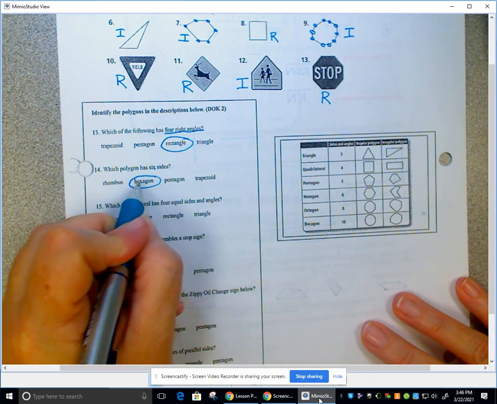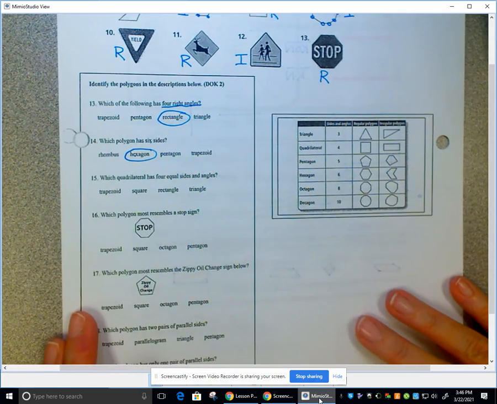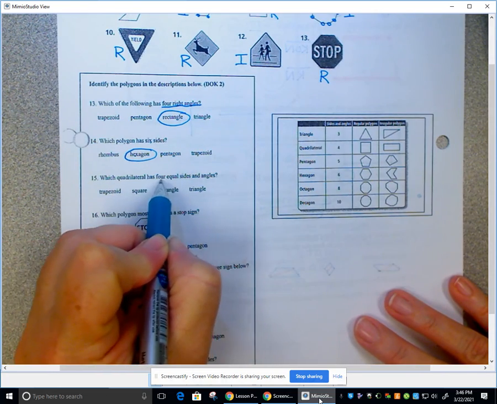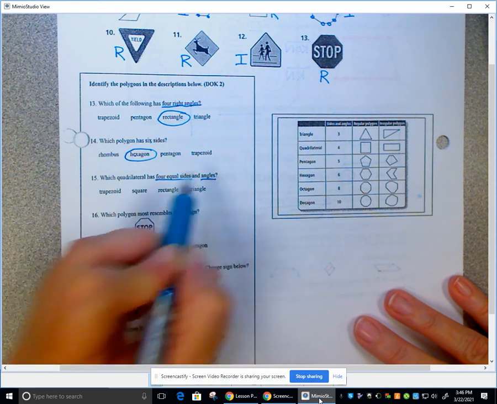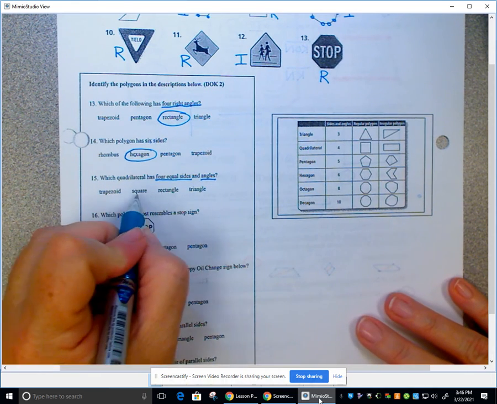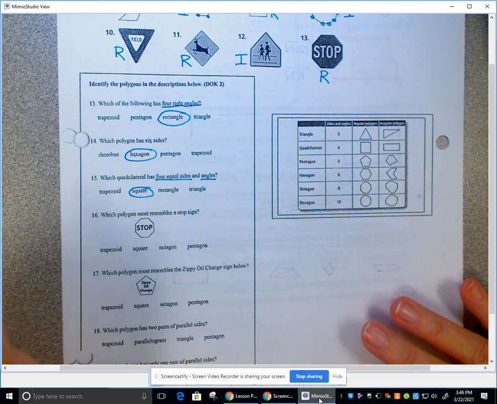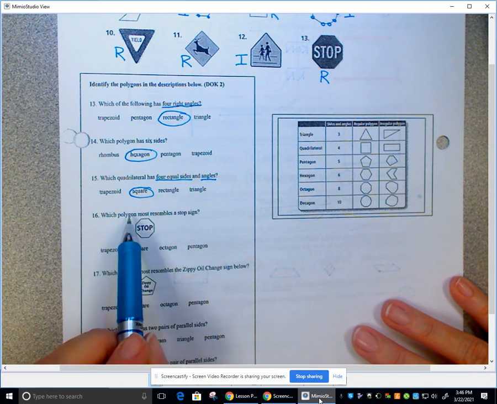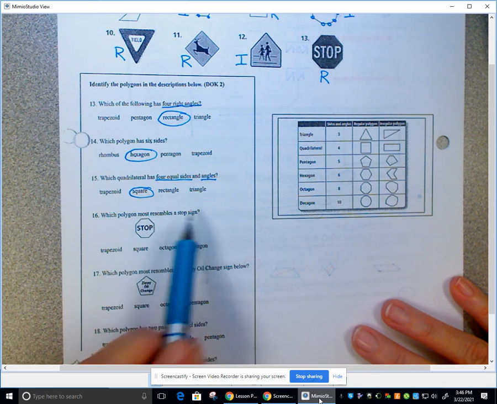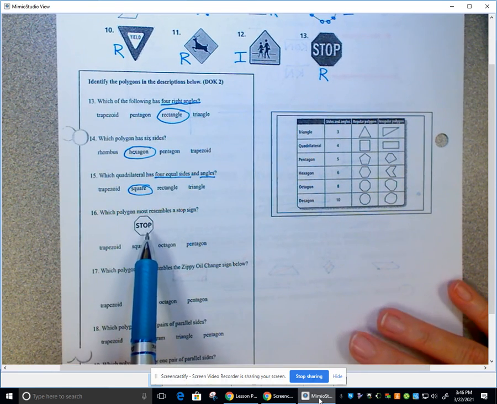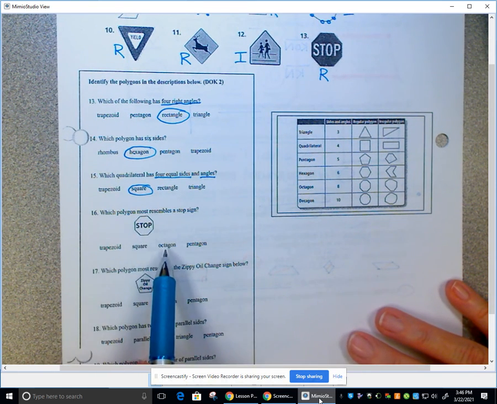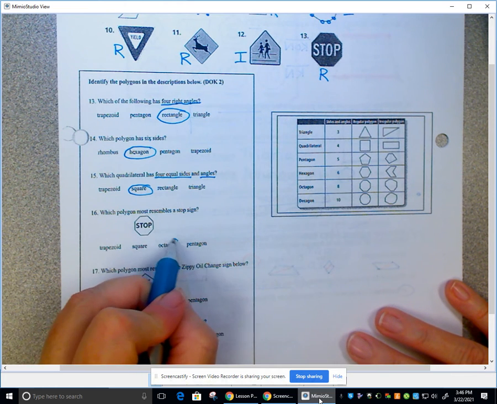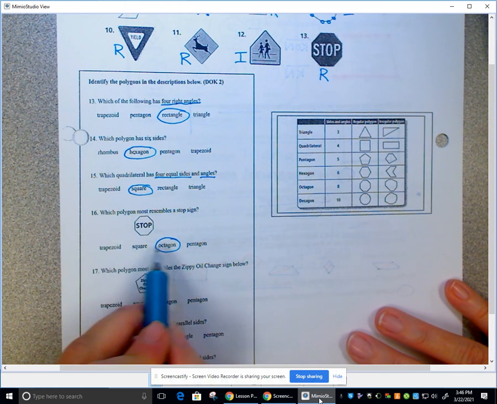Remember, hex and six. Look for that. Which quadrilateral has 4 equal sides and angles? That's a square. Which polygon most resembles a stop sign? We talked about that a while ago. A stop sign is an octagon. They've got trapezoid, square, octagon, pentagon. You want the octagon.